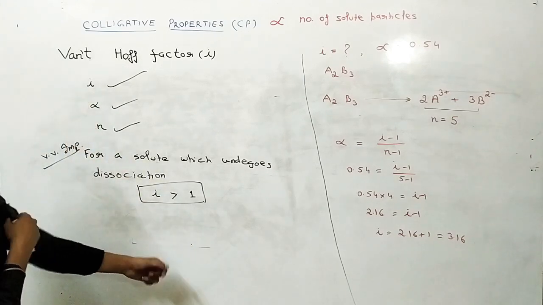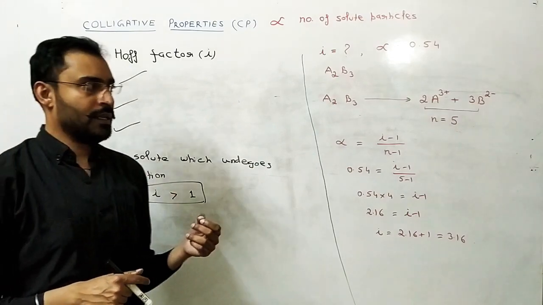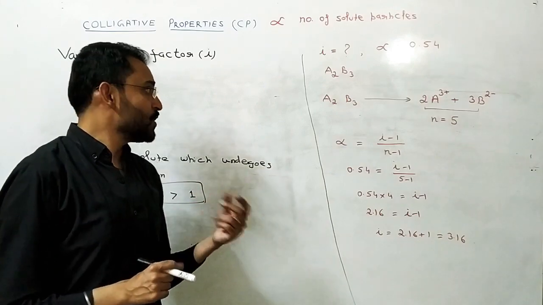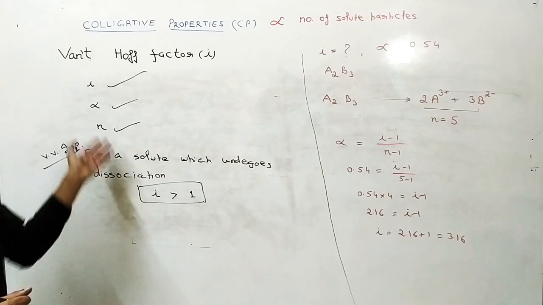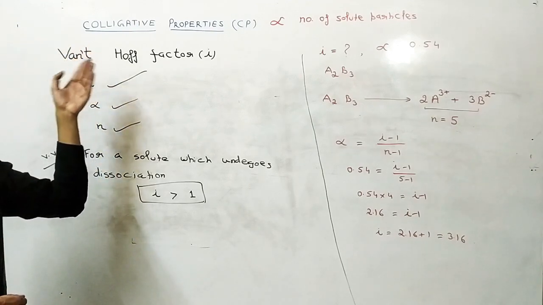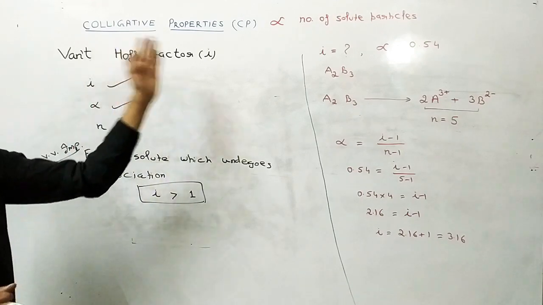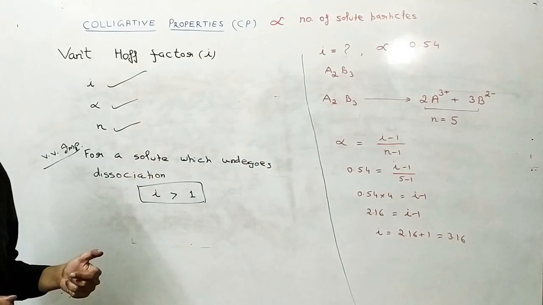In the next lecture, I'll discuss solutes which undergo association, and their values of i and alpha. And also we'll start with colligative properties. Till then, make some numerical problems and try to solve them.